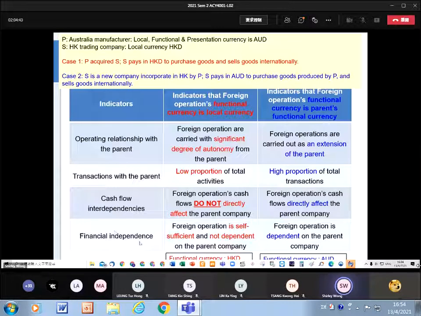Okay. Finally, financial interdependence. Under the first case, because it has the degree of autonomy, it can think about everything itself. Therefore, we will say that the foreign operation is self-sufficient and does not depend on the parent. They can do it themselves. They do not need to rely on the parent company. Unlike case 2, because they mainly purchase from the holding company and then sell overseas, and they are set up by the holding company, actually the main purpose is to sell the goods on behalf of the holding company. Therefore, we will say that this foreign operation depends on the parent company.